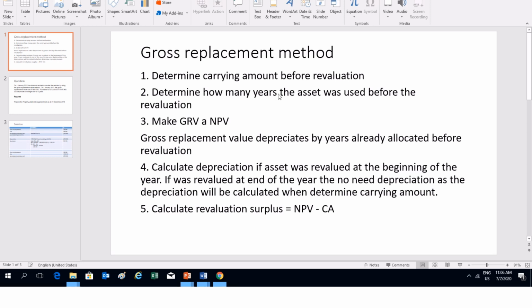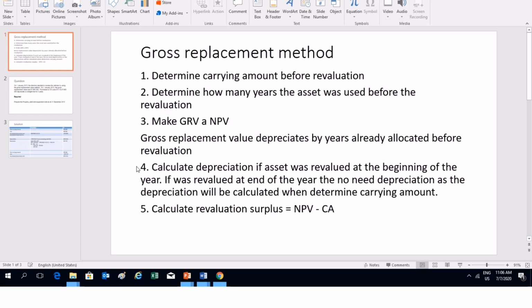Determine how many years the asset was used before the revaluation. You must know how many years the asset was used before the revaluation. Number 3, make GRV and NPV. How do you make that? Gross replacement value depreciated by the years already allocated before revaluation. Number 2, we're using number 2 based on the policies that would be given.